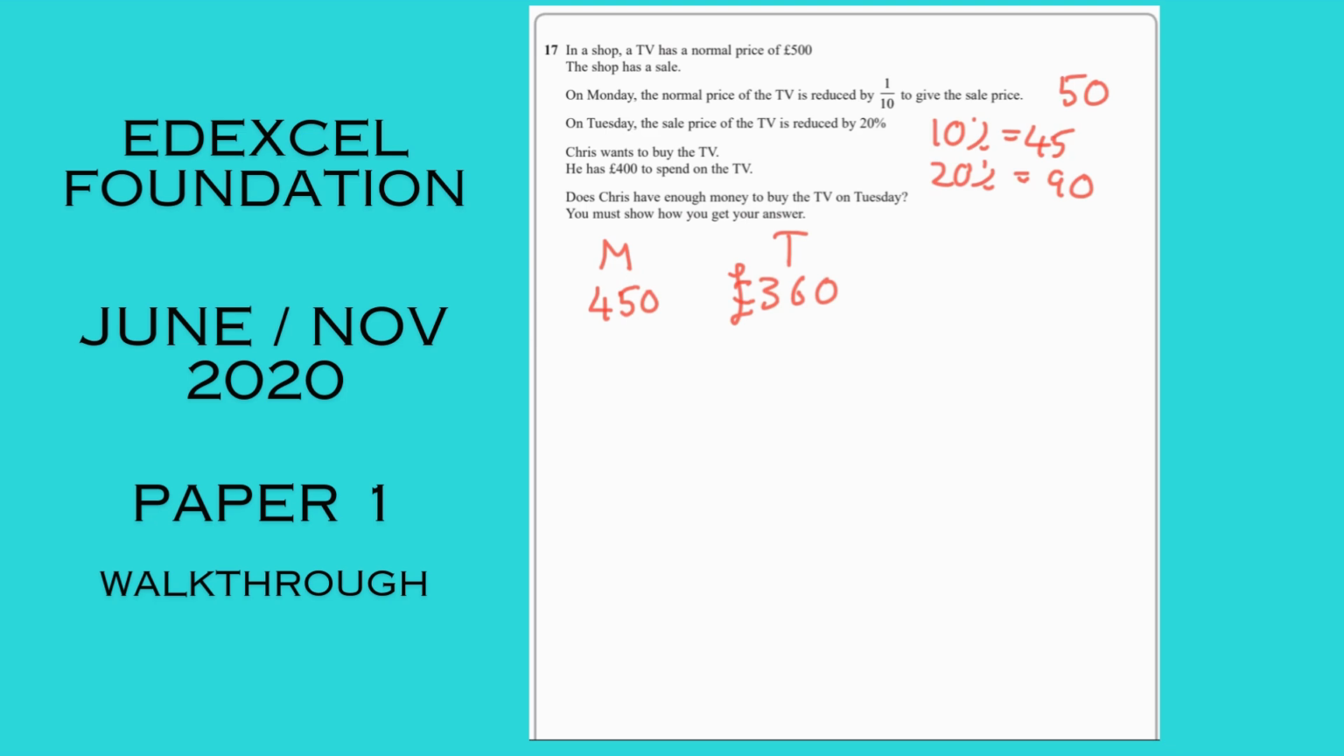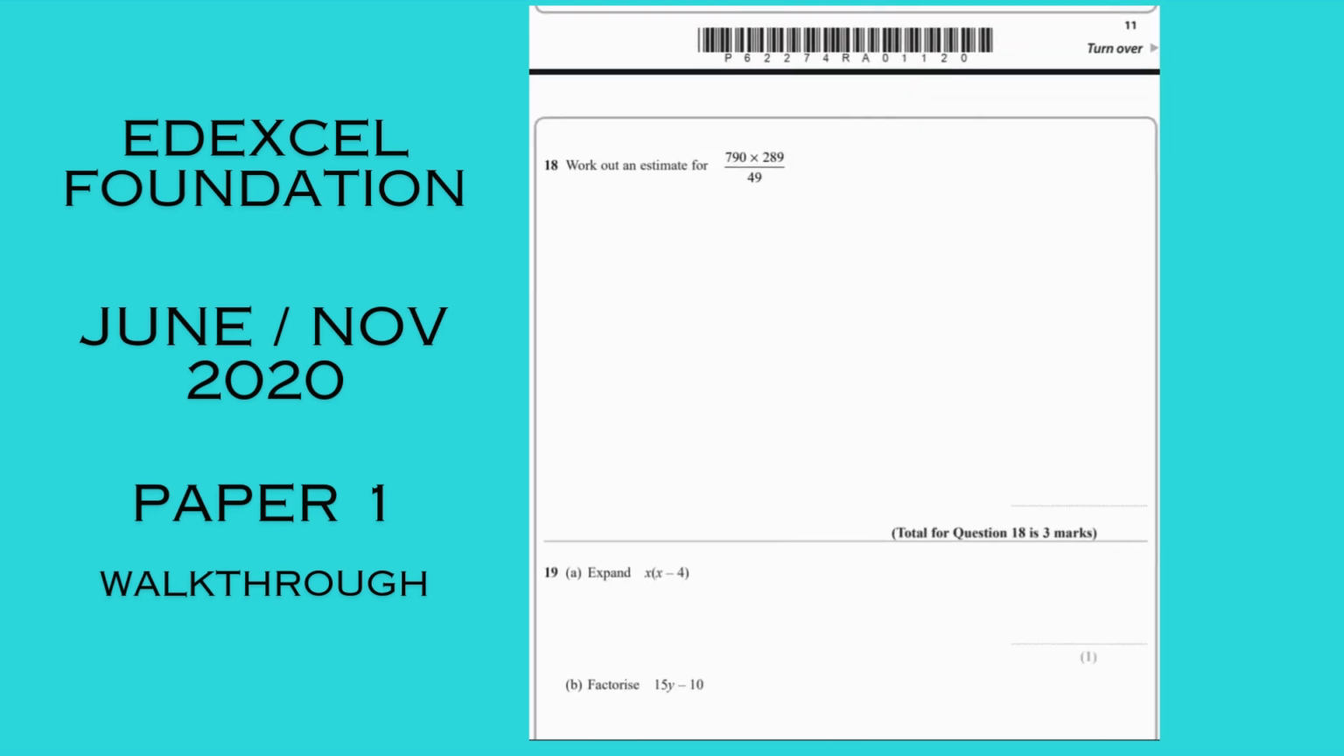Does Chris have enough money? He's got £400. Yes, will suffice, but I always like to go a little bit further. He'll have £40 spare. Number 18, estimating.